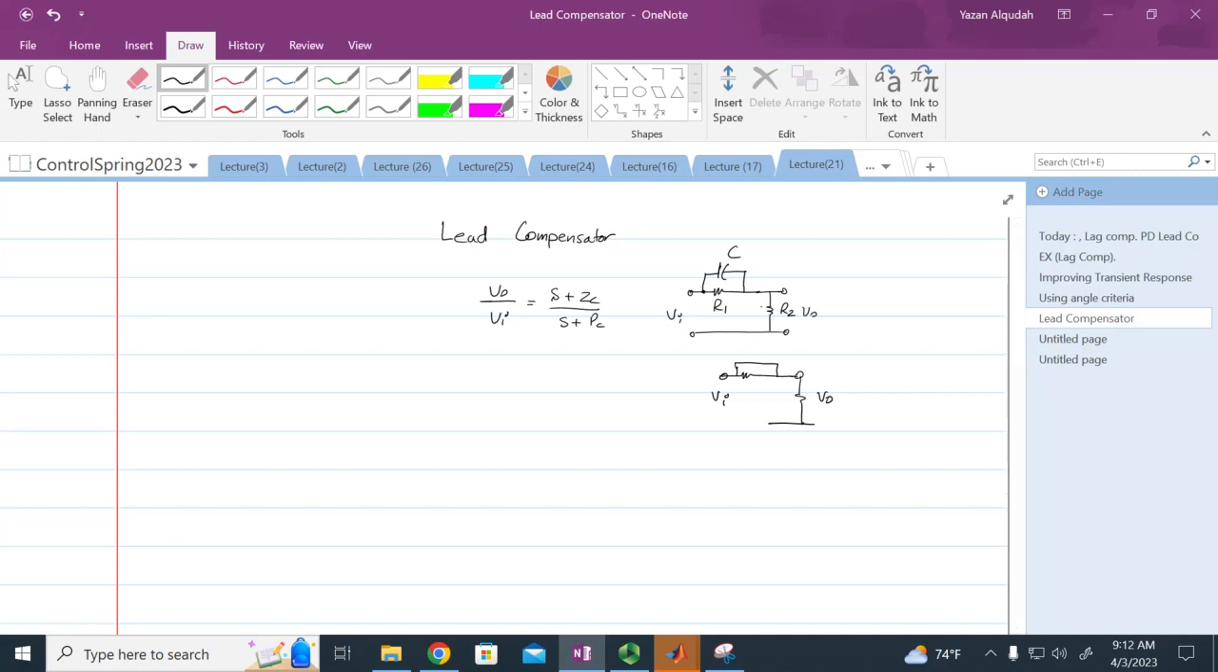Make sense? So what's happening? At very high frequency, the output is equal to the input. At very low frequency, only a portion of the input is at the output. So it is a high-pass filter. Okay.